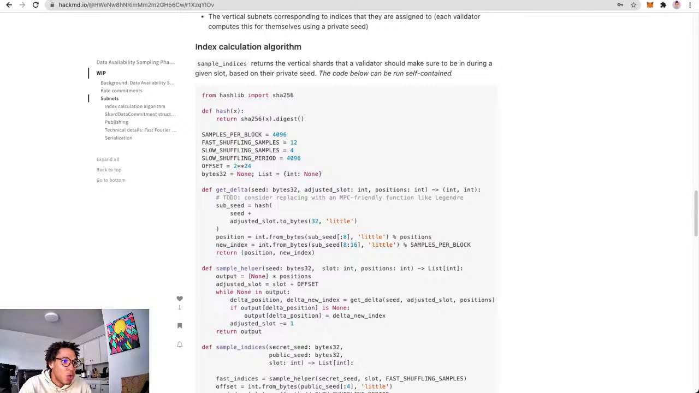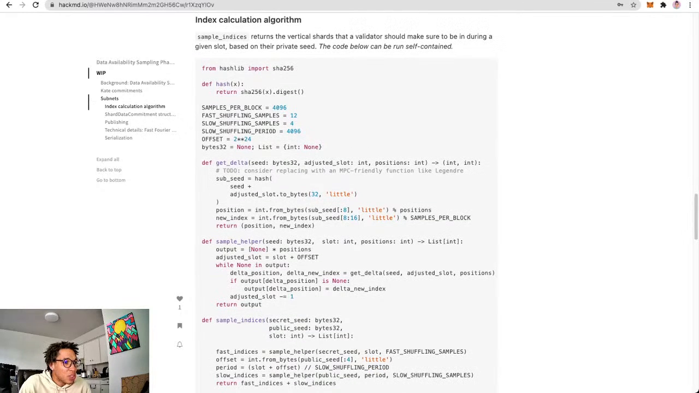Sample indices returns the vertical shards that a validator should make sure to be in during a given slot based on their private seed. The code below can be run self-contained. So from hashlib import SHA-256, a hashing algorithm; you're importing it from the hashing library. That much I understand. You're going to have a function to hash a certain value, and it's going to return a hash of that value. .digest, I don't know, man. Maybe it's just going to return it in a nice little format.